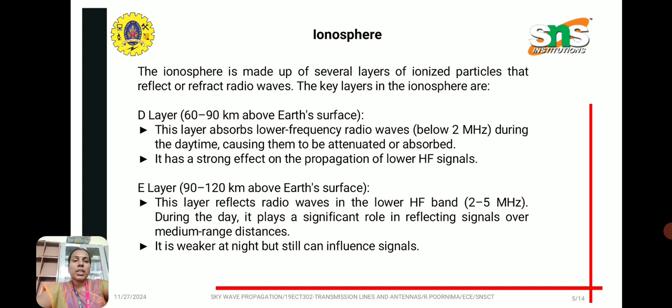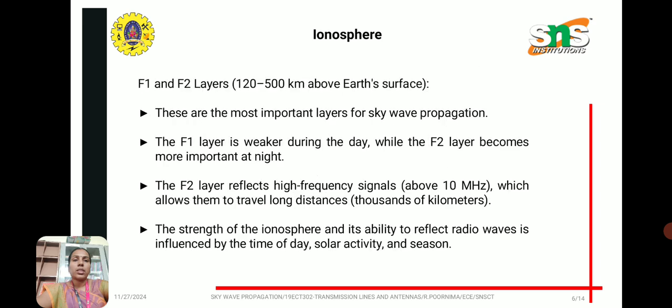And next is the E layer, 90 to 120 km above the Earth's surface. This layer reflects the radio waves in the lower high frequency band, 2 to 5 MHz. During the day, it plays a significant role in reflecting the signals over medium range distances. It is weaker at night but still influences the signals.